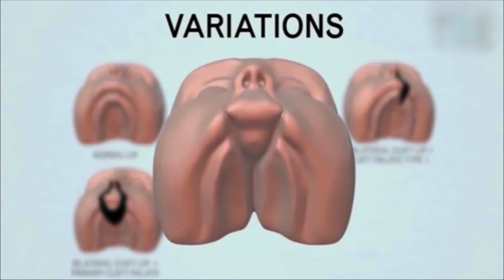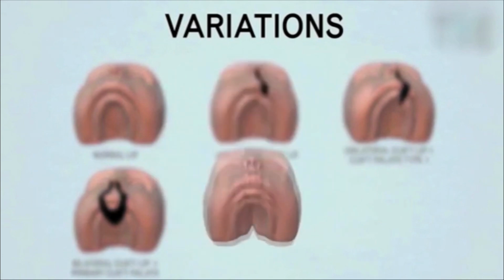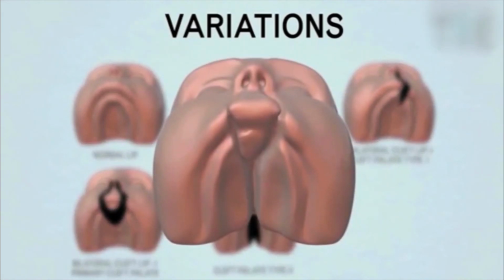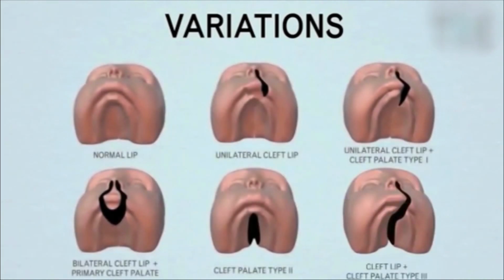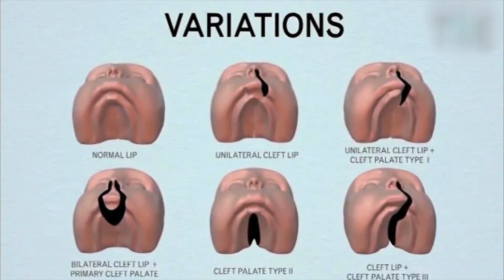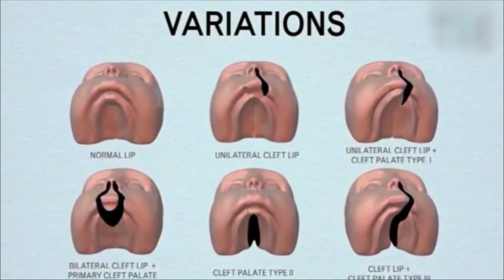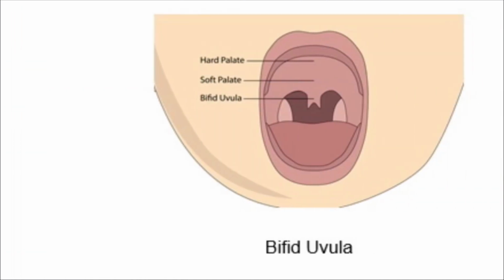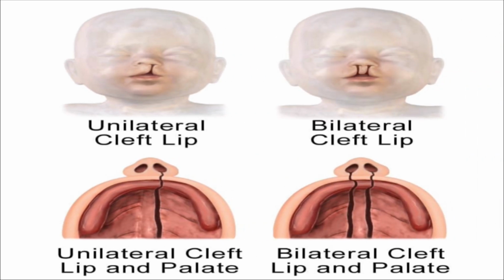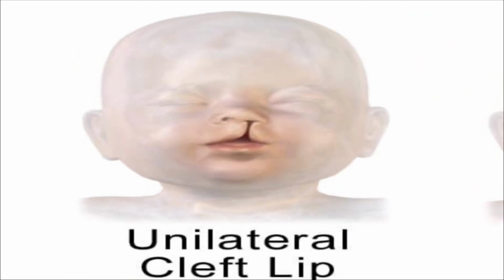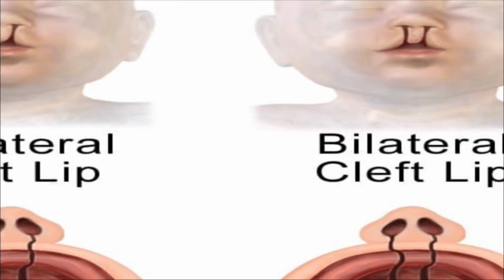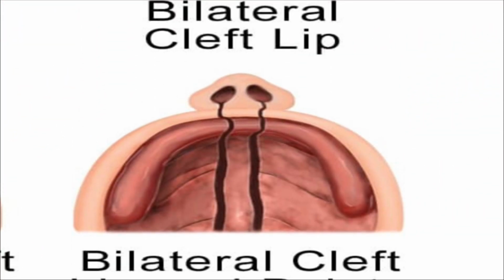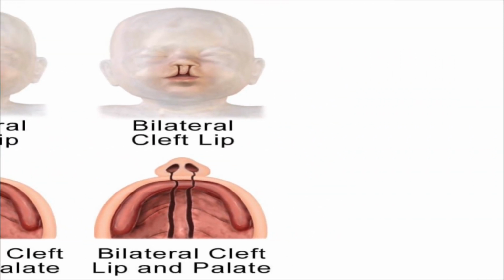Now there are two types of the cleft lip, the unilateral cleft lip and the bilateral cleft lip. On the other hand, the types of the cleft palate are the hard and soft palate cleft and the cleft uvula, which is the bifid uvula. Now, the cleft lip and the cleft palate could happen together, which is the cleft lip and palate, and have two types, the unilateral and the bilateral.